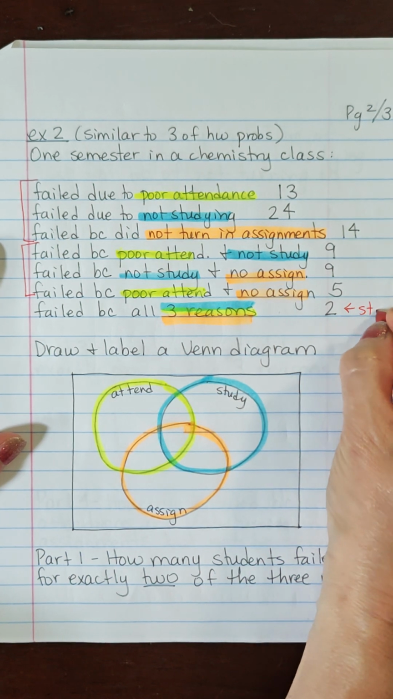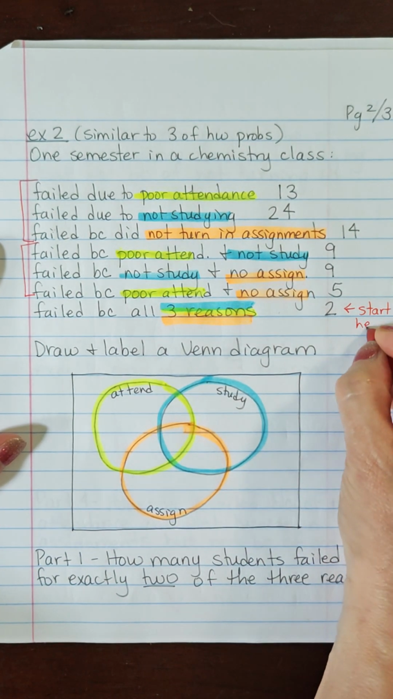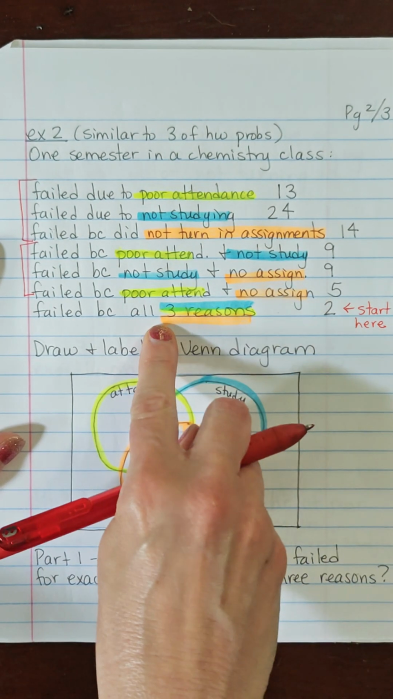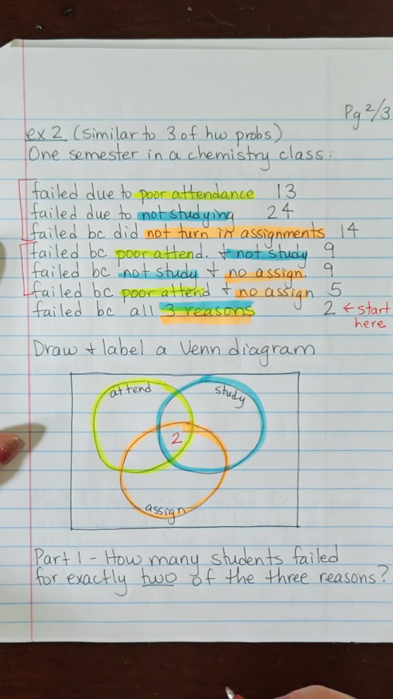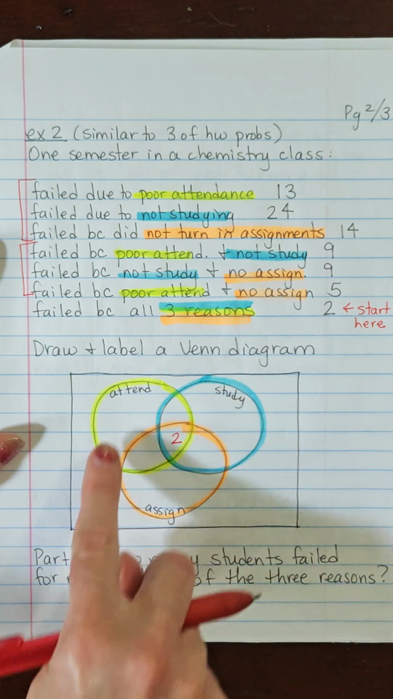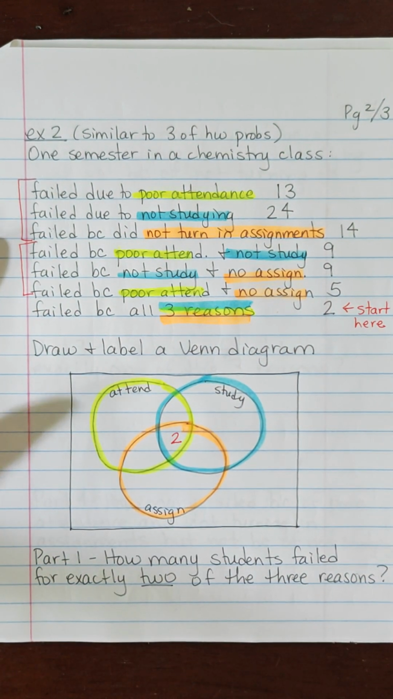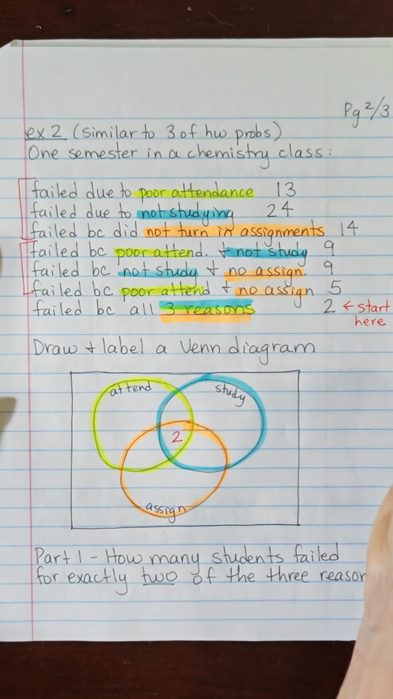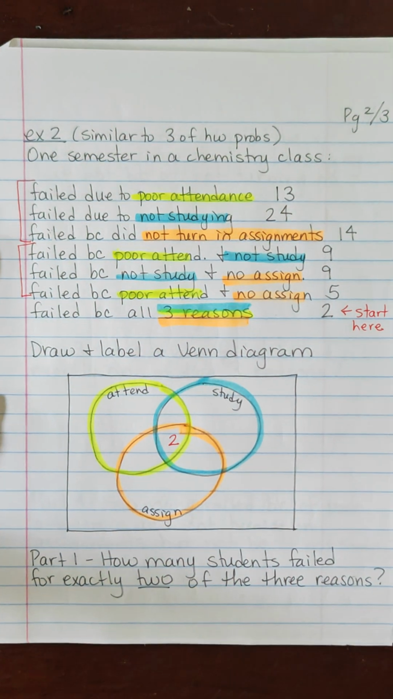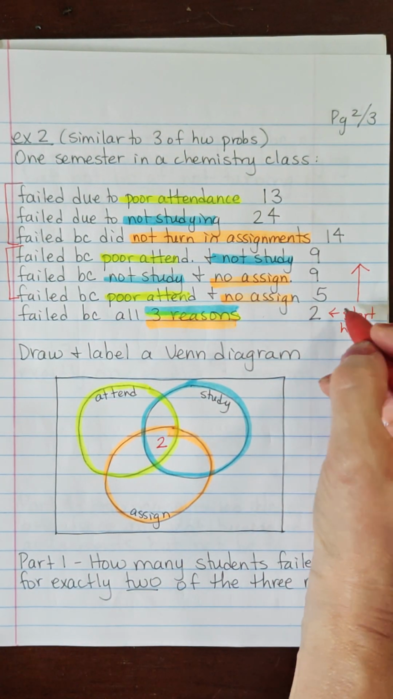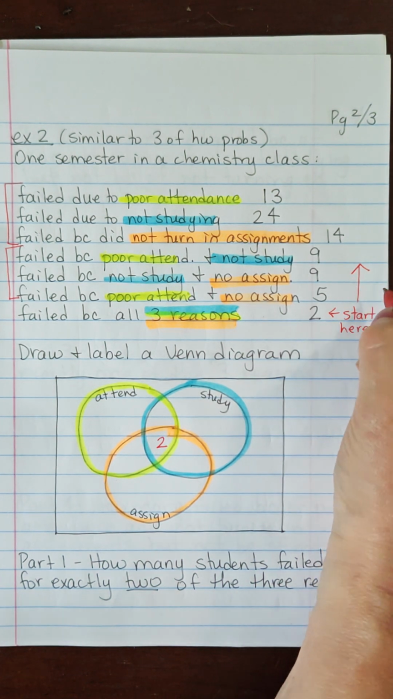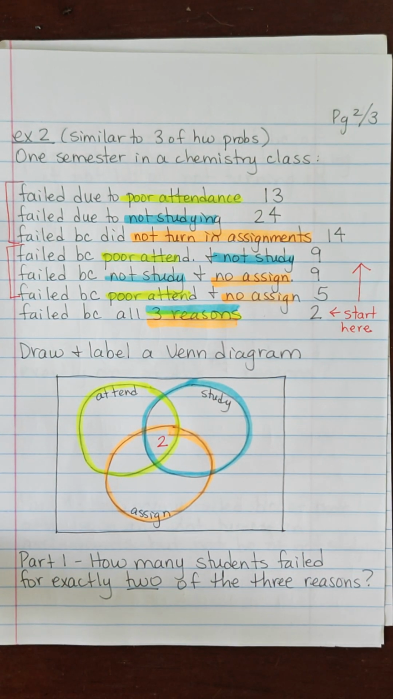So that means we're going to start here. This is the middle. The all 3 reasons, that 2 is right here. It's the overlap of the yellow, the blue, and the orange. Subtract your way outward, and we're going to work our way upward, okay? So we're going to start here, and then we're going to work our way upward.